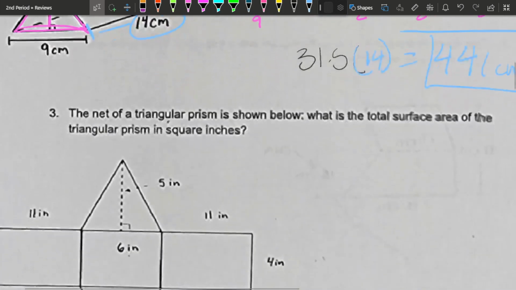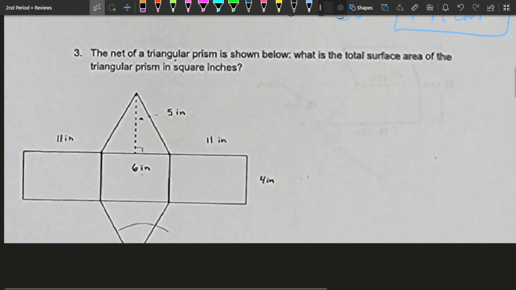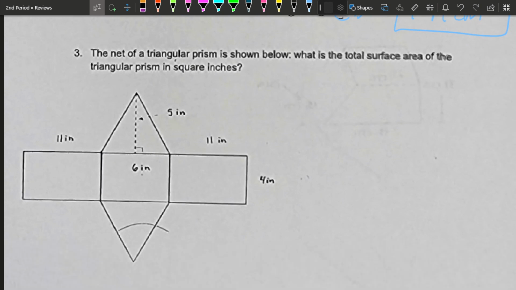Number 3 says the net of a triangular prism is shown below. What is the total surface area? So now we're not talking about volume, we're talking about area. So the thing that we know is this is a triangular prism.